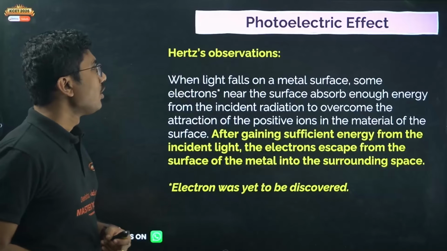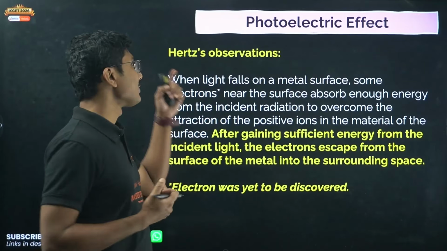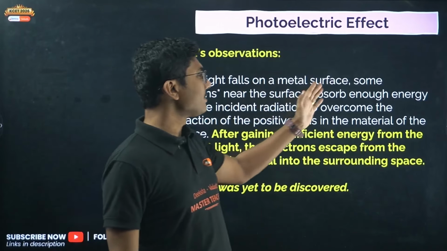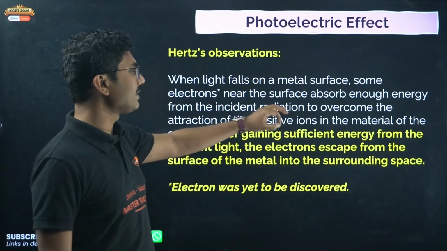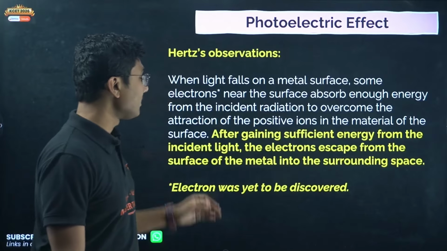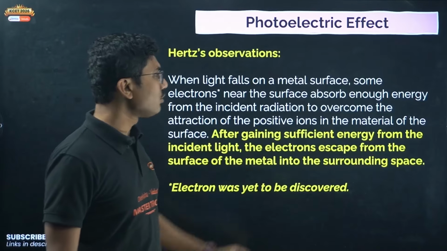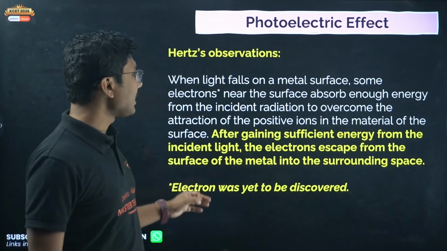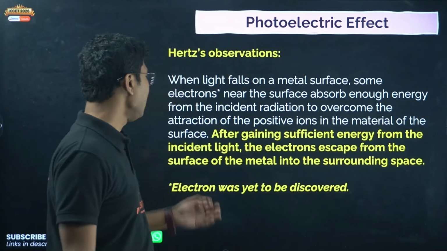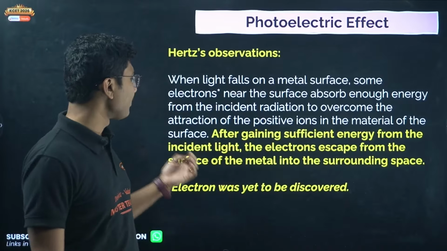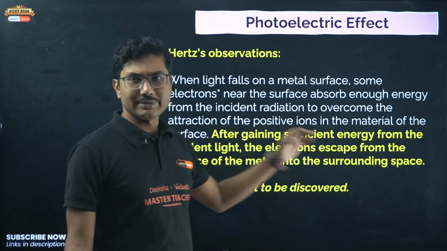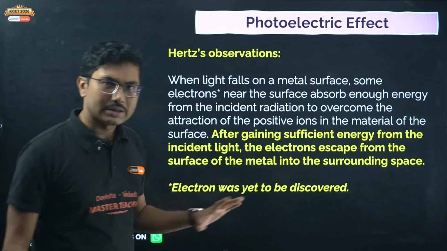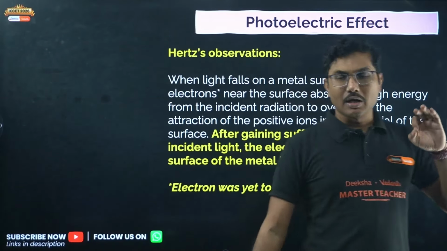Let's continue. So first, Hertz, okay? Hertz was the first person who observed the photoelectric effect. When light falls on a metal surface, some electrons near the surface absorb enough energy from the incident radiation to overcome the attraction of the positive ions in the metal of the surface. After gaining sufficient energy from the incident light, the electrons escape from the surface of the metal into the surrounding space. Now during this point of time, the electron was not discovered. Okay, in 1897 J.J.